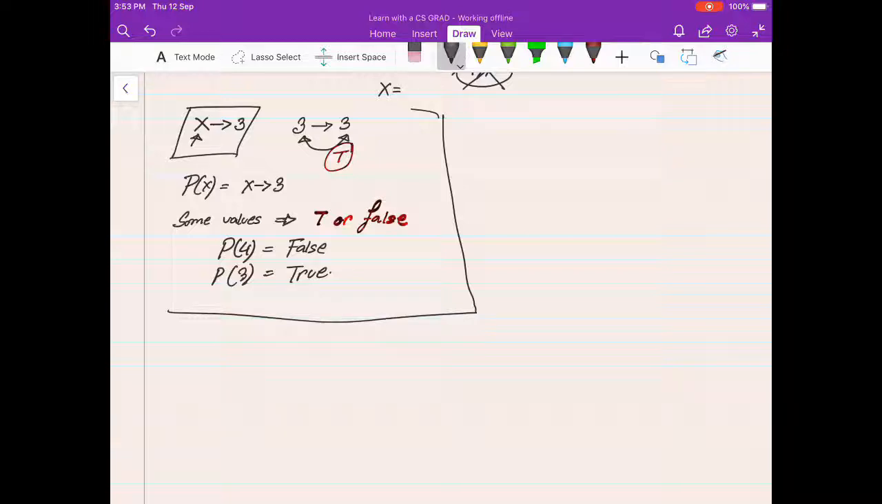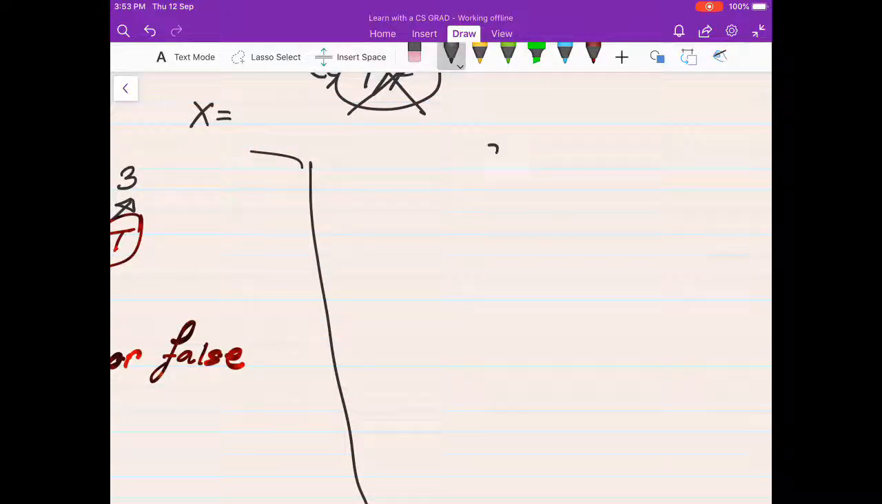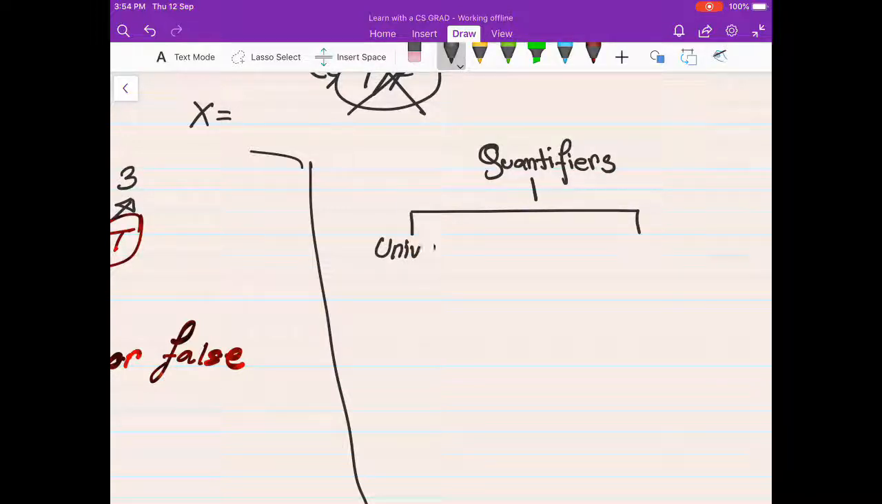Okay, so in quantifiers, there are two types of quantifiers. Let's write that down. One is the universal quantifier, another one is the existential quantifier. The most important thing here is to remember the symbol, which is an A which is inverted, and an E which is on the opposite side.